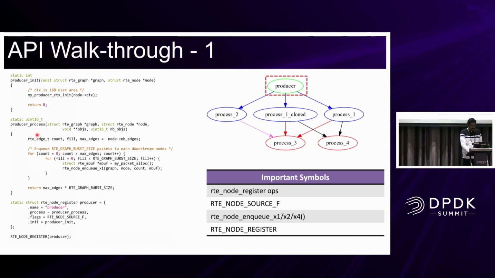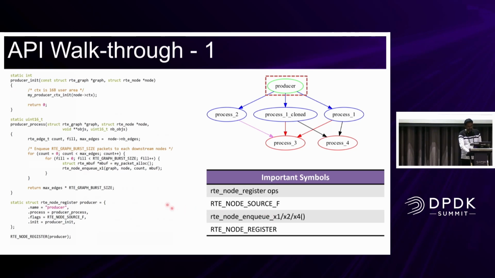Yeah, so now if we go to the process function, where the producer gets invoked, what is it going to do? In this slide, I'm just trying to showcase two things. One is the number of edges, which dictates the downstream edges connected to the node. In this case, it will come as 3. That's important to know. The other thing is the node enqueue x1, x2, x4 APIs.